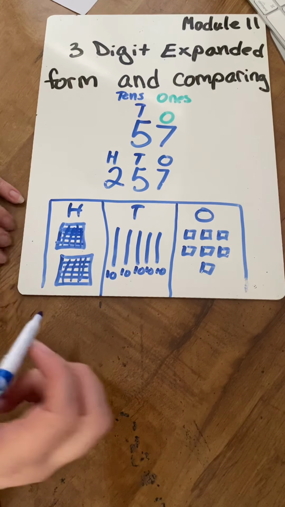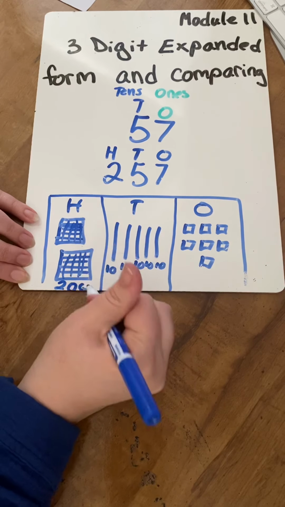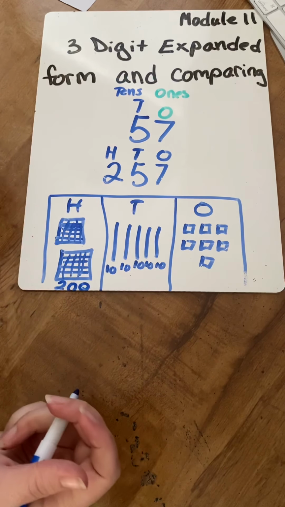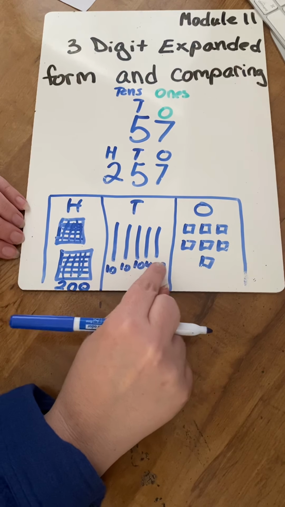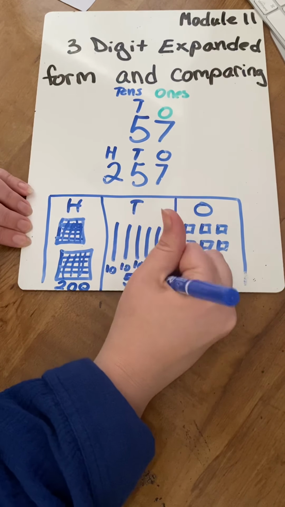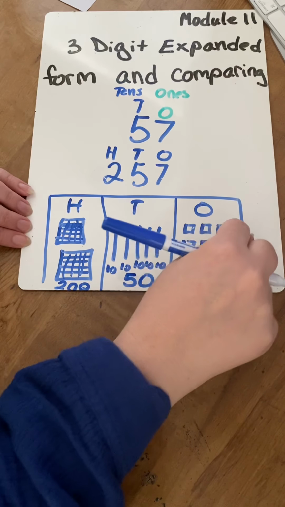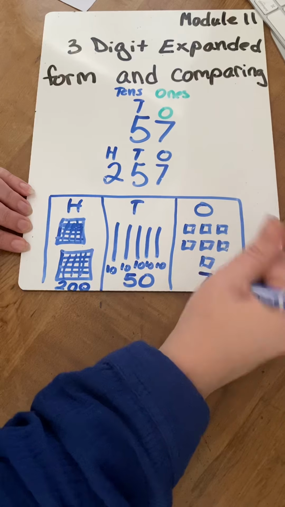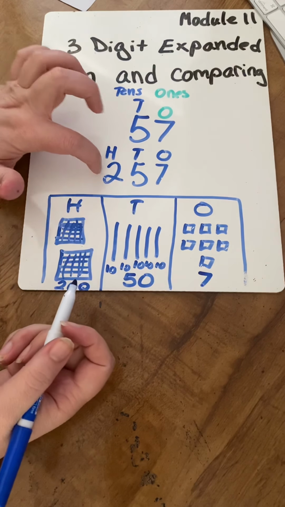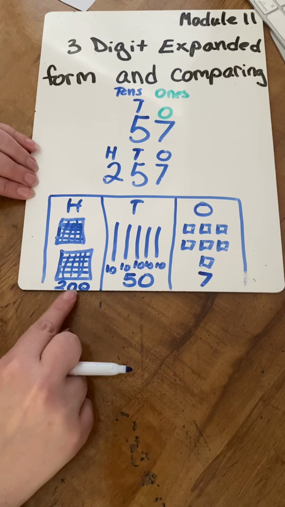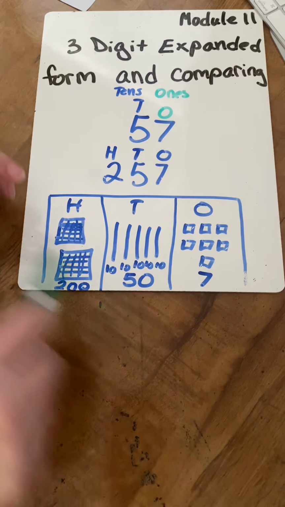Okay, so this is 200 because there's 200 of these little ones cubes. This is 10, 20, 30, 40, 50. This is 50 of these little ones cubes. And this one, 1, 2, 3, 4, 5, 6, 7, this is just 7. Friends, we have just written this number in expanded form. 200 plus 50 plus 7.